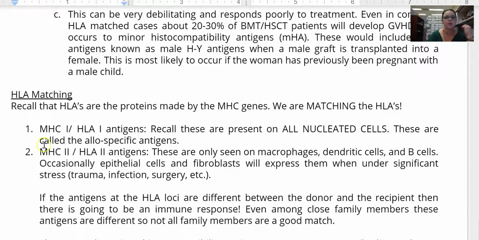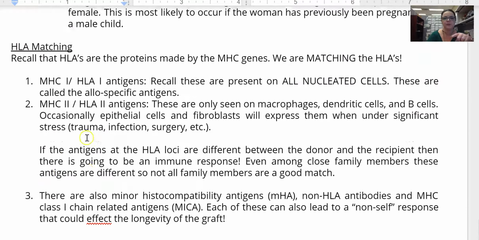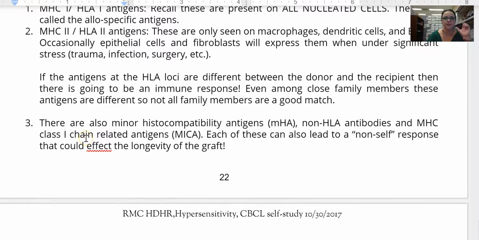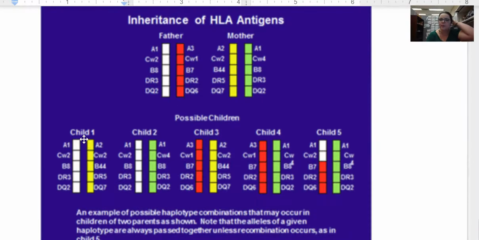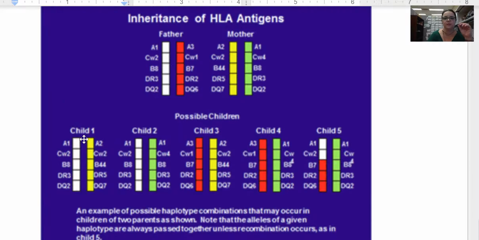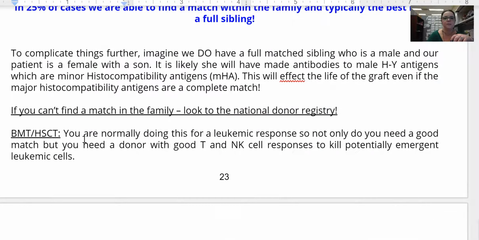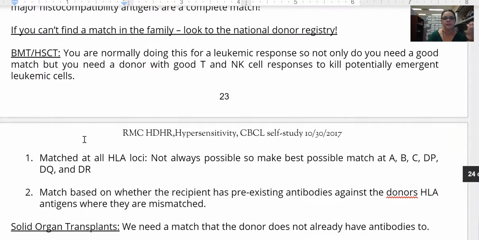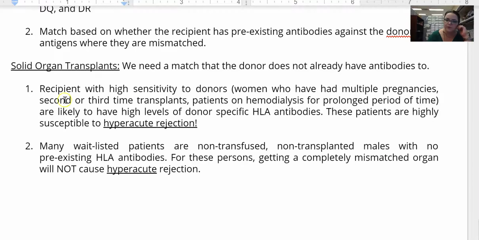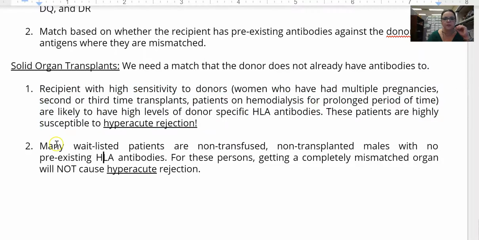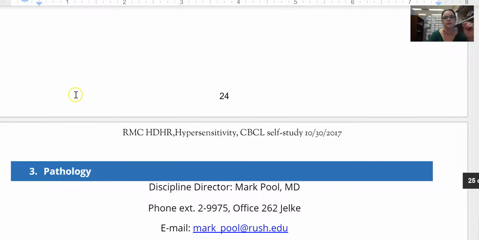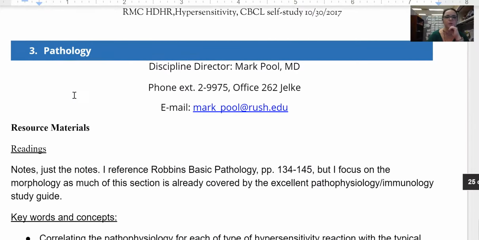So we talk about that, and then we talk about HLA matching. I won't ask you to match HLAs necessarily early on. We'll talk about it in your CBCL, and then I might expect you to match them. But I do expect you to know certain examples that we have to know how to match. So for example, what are reasons that people might reject? You can get hyperacute rejection in solid organ transplants. And you need to understand how that can happen to both the major histocompatibility antigens and the minor histocompatibility antigens, okay? And use your self-study questions for that. I think it'll help a lot.